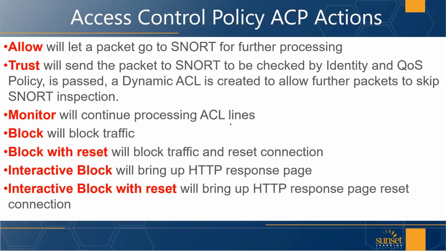There's 7 actions that we can do with our traffic. We can allow it, and that's going to allow it to go to SNORT for further processing. We can trust it. Now, trust gets people confused, but what happens in trust is you do send it through SNORT, and it looks at the identity policy, which we're going to talk about in a minute, and the QoS policy. Once those are passed, it pushes a dynamic ACL that it creates down to the layer 3, layer 4 ACL, that says you can skip further SNORT inspection. That's trust.